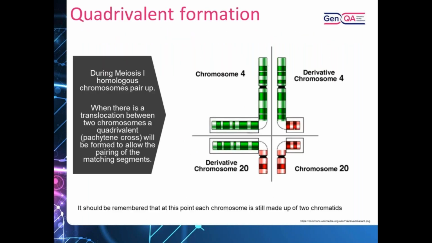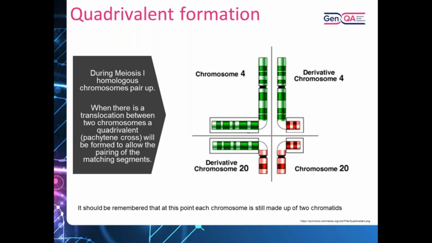So, as I mentioned earlier, during meiosis one, the homologous chromosomes pair up. However, if there's a rearrangement, then it gets a bit more complicated. To allow all the chromosomes involved to pair, when there is a balanced reciprocal translocation, a quadrivalent may form. This allows the homologous segments to pair with one another.